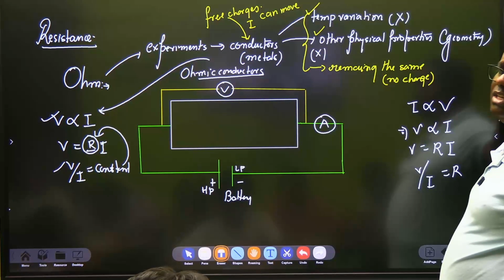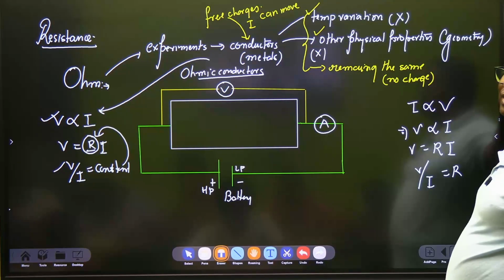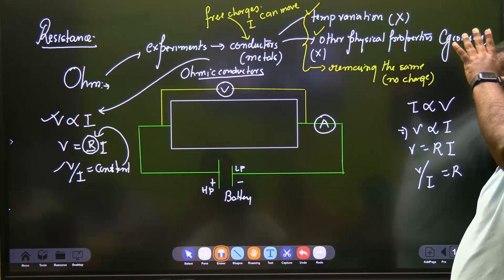That we will see. The metallurgy is something different. All conductors will not behave in this manner.